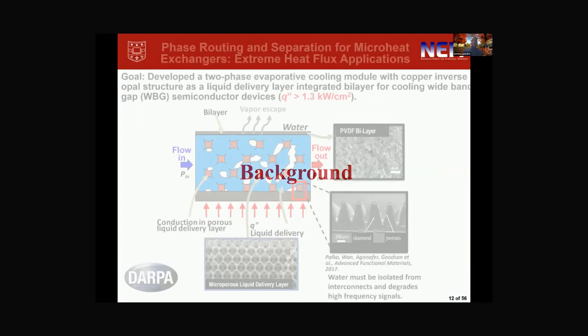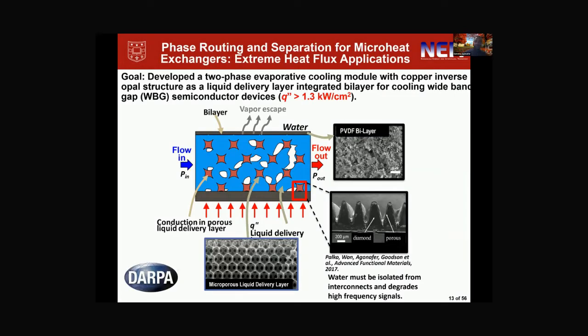Okay, so I just wanted to provide a little bit of an overview of what I first started doing as a postdoc in Professor Ejpvh's lab. We were working on a DARPA project, and this is where I extensively collaborated with Yunjin, and we were developing a two-phase evaporative cooling module. We used a combination of copper inverse opal structures as a liquid delivery layer, and we also integrated this with the bilayer. The applications were for cooling wide bandgap semiconductor devices.